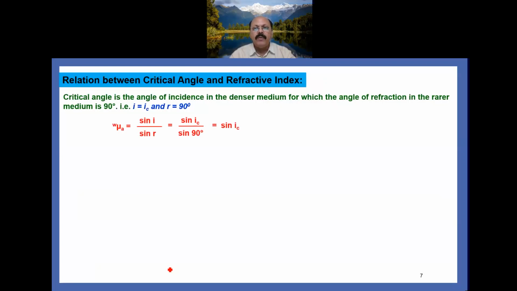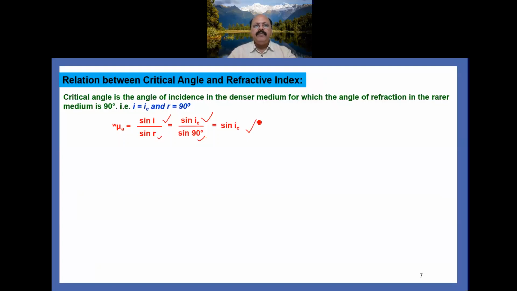So we know the formula: the refractive index of air with respect to water is equal to sin i upon sin r. When i equals ic, at that time r equals 90 degrees. So sin 90 degrees is 1, and you will get here sin ic.